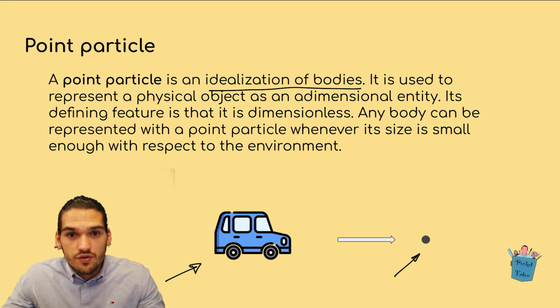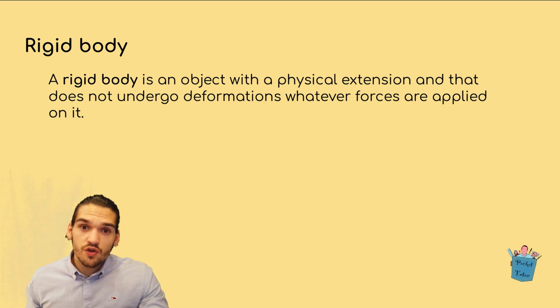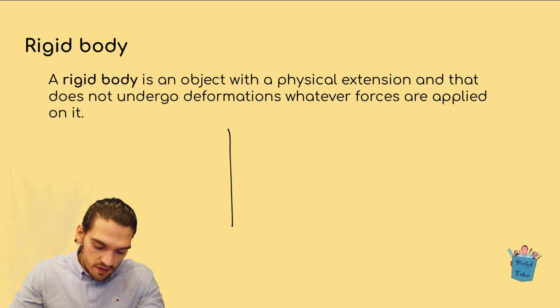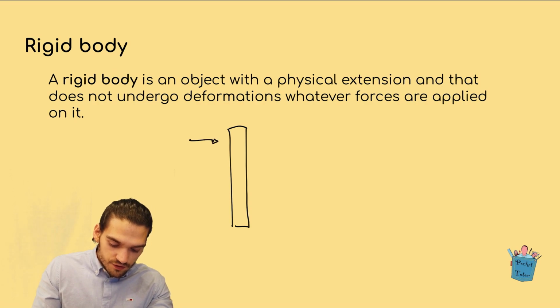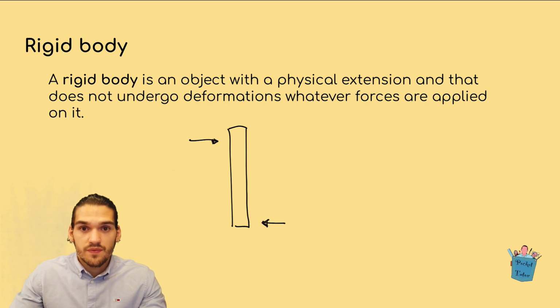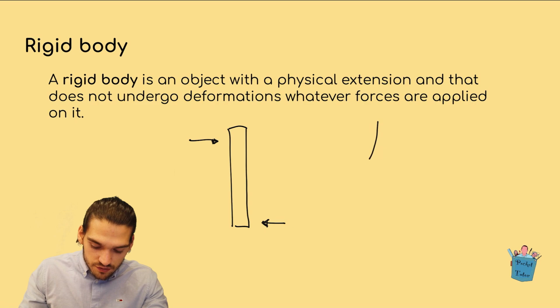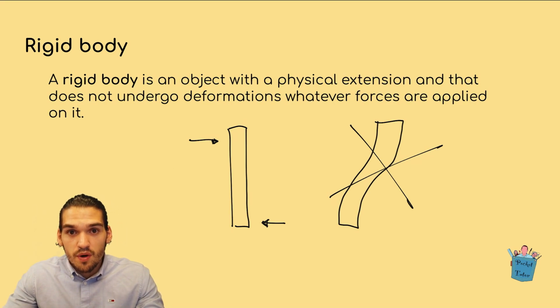Another concept that we have to introduce before talking about equilibrium is the rigid body. A rigid body is an object with a physical extension and that does not undergo deformations, whatever forces are applied on it. What does it mean? Let's consider, for example, that we have a pole, a rigid one, represented as a rigid body. And let's say that we're applying two different forces, like these ones. Well, now the pole cannot be deformed by these forces, so it will never be able to bend like this one. So this is wrong, because a rigid body can only rotate or translate, but it cannot deform.